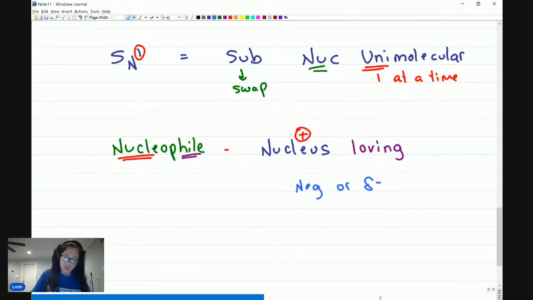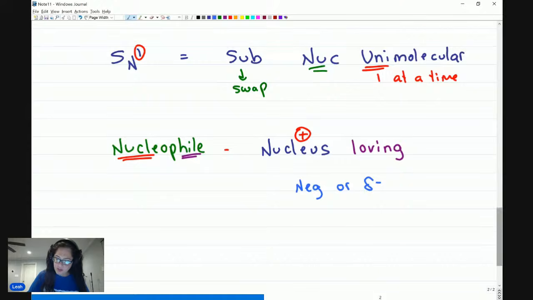The delta means partially. So we're looking at a molecule that is negative or partially negative. It will then be attracted to the positive, whatever it is that we're reacting. And this is the key behind this reaction. Now, the nucleophilic substitution is SN1 and SN2.